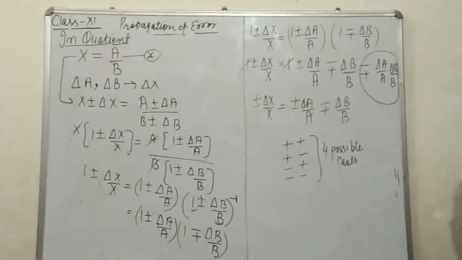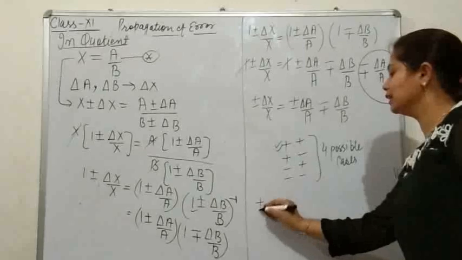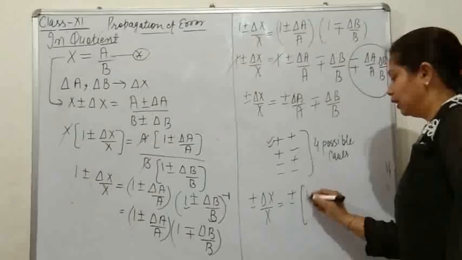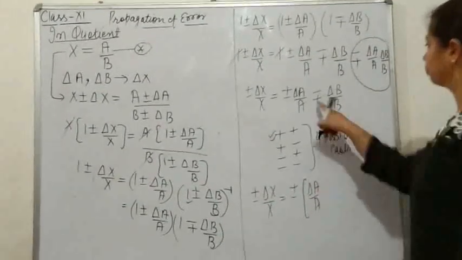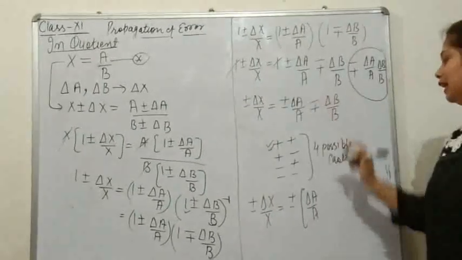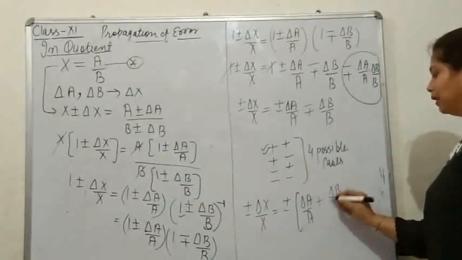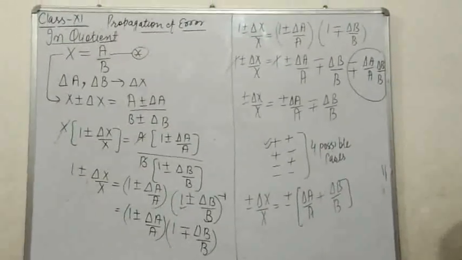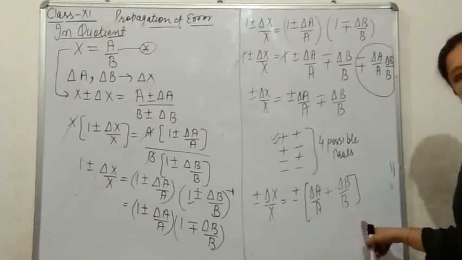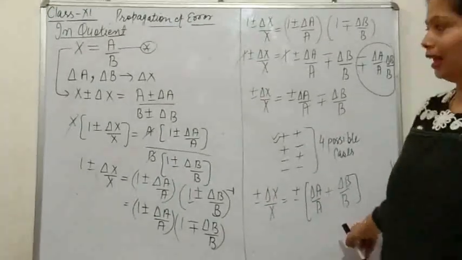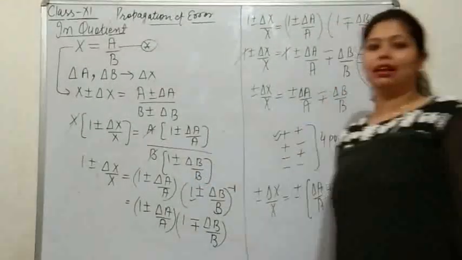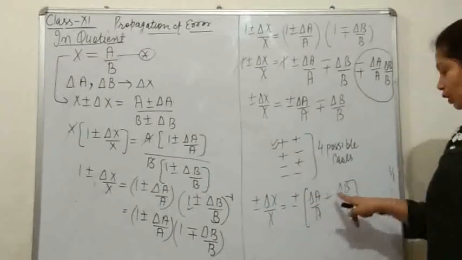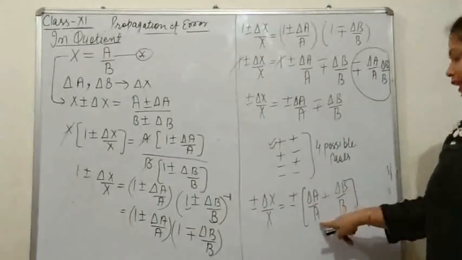For the maximum error consideration, I am taking this sign. So plus minus delta x upon x is equal to plus minus delta a upon a, same sign I have considered. Taking common out, it will be plus delta b upon b. Seeing this result, can you recall the result was the same in multiplication also? So there is no need to get confused. The result in the quotient as well as in the product section is the same. What is it? The fractional error in the result is equal to the sum of the fractional errors in each term.